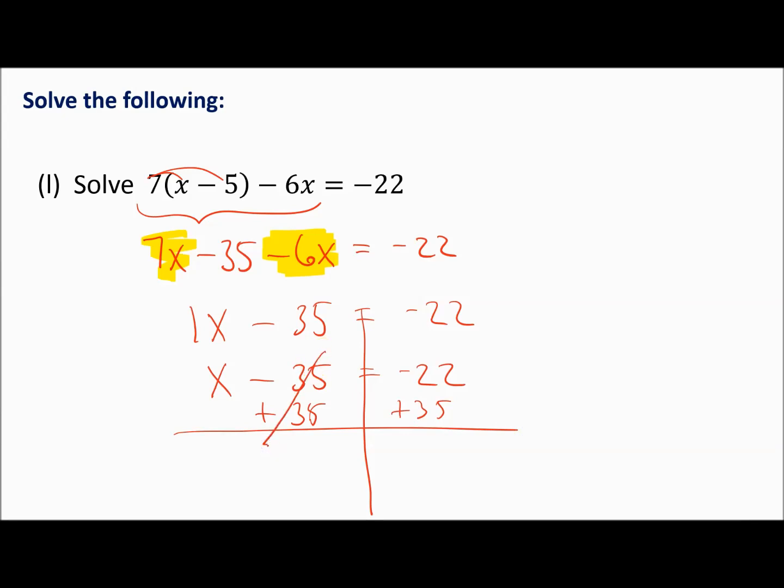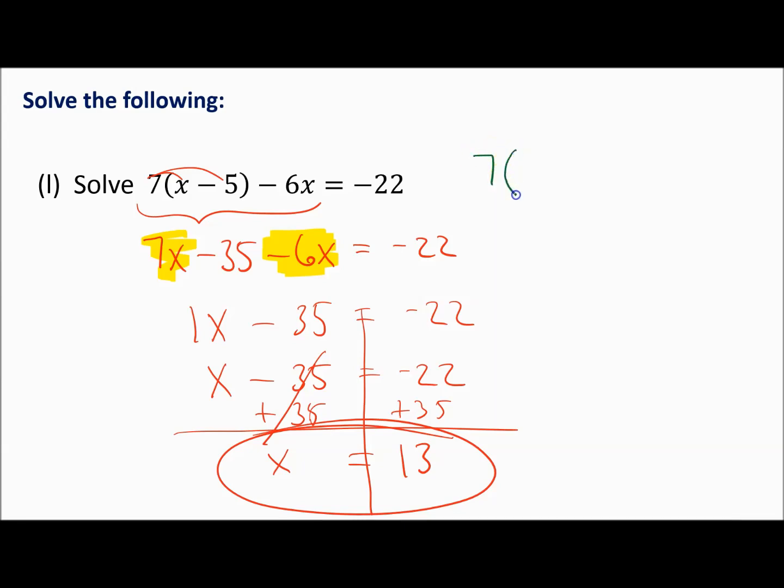The minus 35 and the plus 35 cancel, and I'm left with x on the left. Now on the right, I'm adding a negative number to a positive, which really means we subtract. So when you do 35 minus 22, you should get 13. And the larger number is positive, so positive 13 is my solution. But I'd be a fool if I didn't check it, so I'm going to.